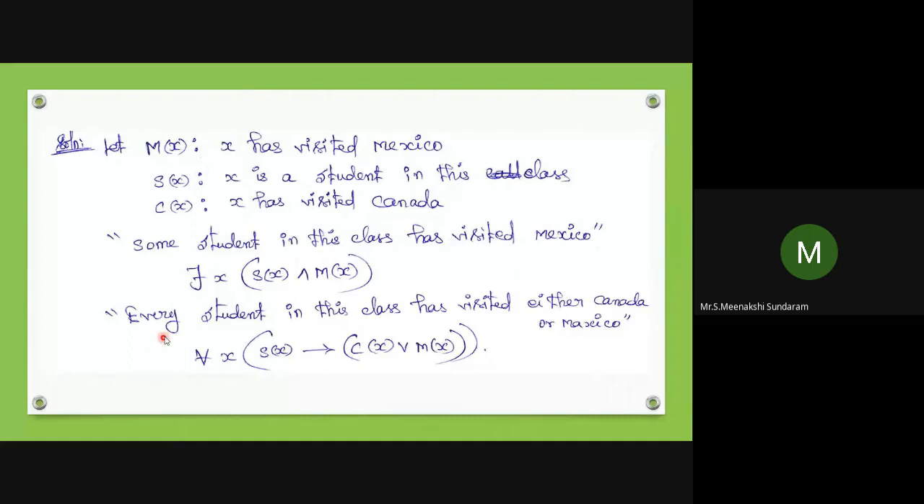Next, every student in this class has visited either Canada or Mexico. For all x, S of x: if x is a student in this class, then he or she has visited Canada or Mexico, either or. That's why I write the disjunction symbol, C of x disjunction M of x. So for all x, S of x implies C of x disjunction M of x.